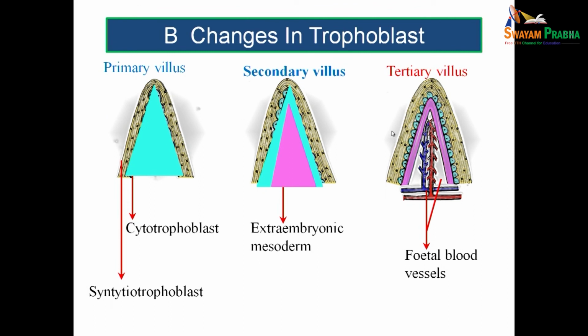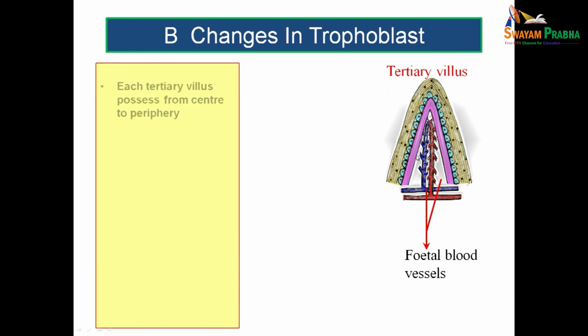These are the three stages of villi, and all three will be completed by the end of the third week of the intrauterine period. The primary villus, the first stage, was formed by the end of the second week. That is converted into the secondary villus by the formation of extraembryonic mesoderm, and when the fetal capillaries invade the extraembryonic mesoderm, you call this the tertiary villus.